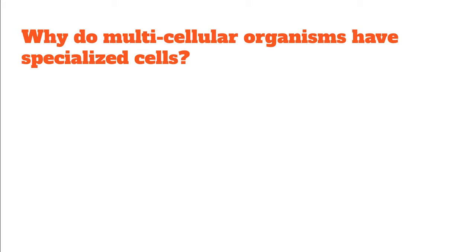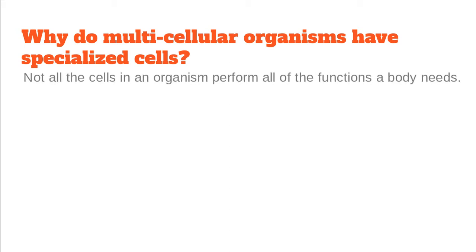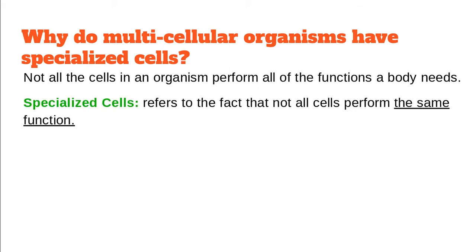You've got about 30 trillion cells in your body. And why do we have specialized cells? So again, not all the cells in an organism perform all the functions a body needs. Cells are specialized. It refers to the fact that not all cells in your body perform the same function. We're going to talk about a few of those specialized cells and what they do in the next slide.